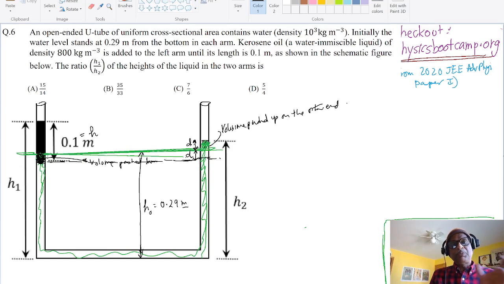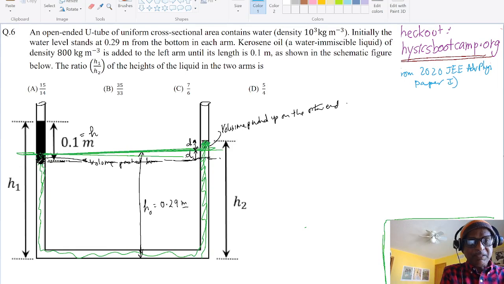So what's the principle that we should use to figure out the ratio of these heights H1 to H2? It seems like a complicated problem. However, the problem is extremely simple if you think about it from the principle point of view.